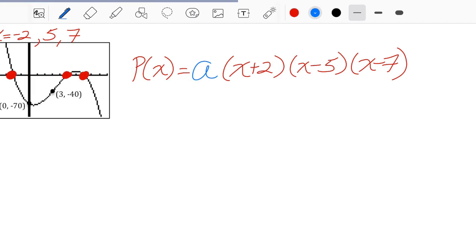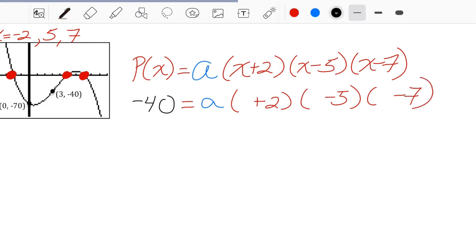This is all about the a value. So we now need to put the a variable into the equation. That means you're going to be solving for it. When you plug in this point, you're going to plug in the point. So that means you're plugging -40 in for y. And it's pretty fun. You're actually plugging 3 in for all the x's.